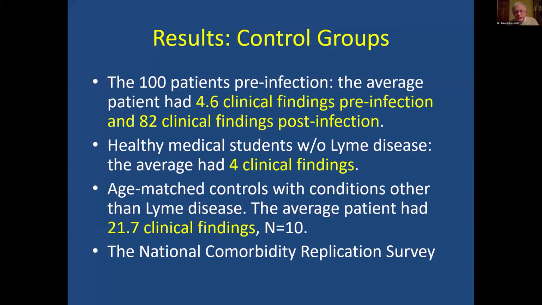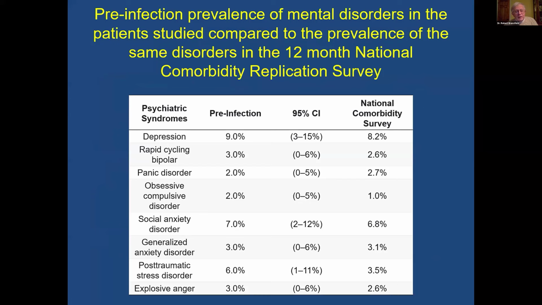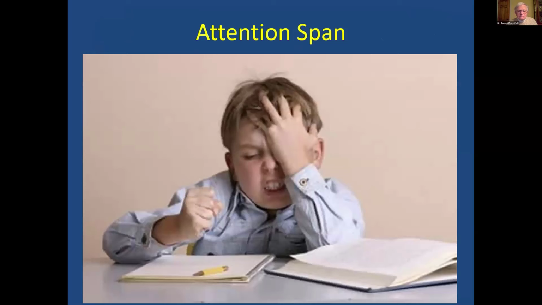This is an example where the National Comorbidity Replication Study went around and did a very thorough survey, and they asked, what's the prevalence of depression or panic disorder or generalized anxiety disorder in the population? And these were the numbers they came up with. I'm comparing that to the numbers that I found with the patients before they were infected. And you can see the numbers correlated very closely. So that helped to validate the study. Now let's break down different facets.